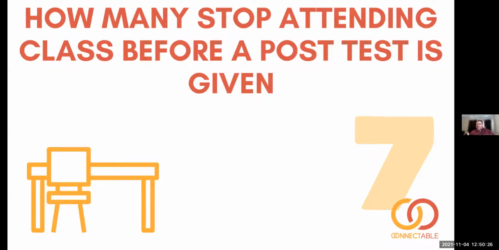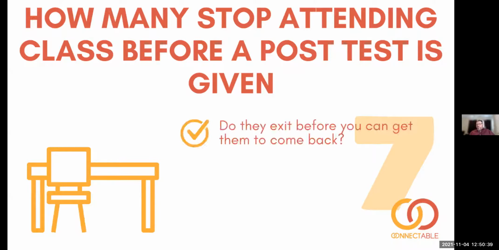And then, of course, number 7 on this, another good number to be looking at is how many stop attending class before a post-test is given. That's an important number as well to look at and to work out what that number is. And then do they exit before you can get them to come back? So having some sort of a system, a notification, so that people are looking at that and monitoring it.